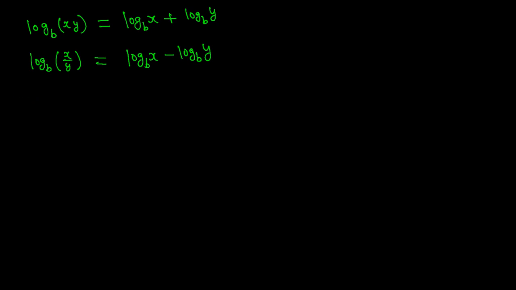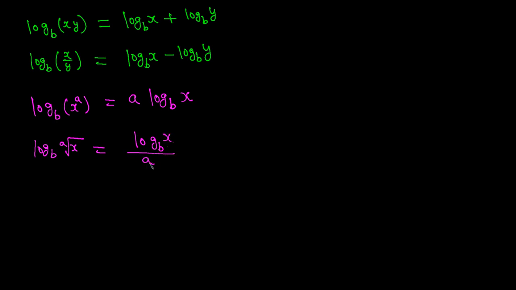And the power property: if it's log base b of x raised to power a, then this power moves forward. We bring this power in front of the log, so a goes there, times log with the base b of x. A root, which will be a half power, whatever it is, is going to be log base b of x over a, because it's a square root. Let's say log base b of x raised to power 1/2, square root. It's the same property. You bring 1/2 over here, and it becomes 1/2 log base b of x.